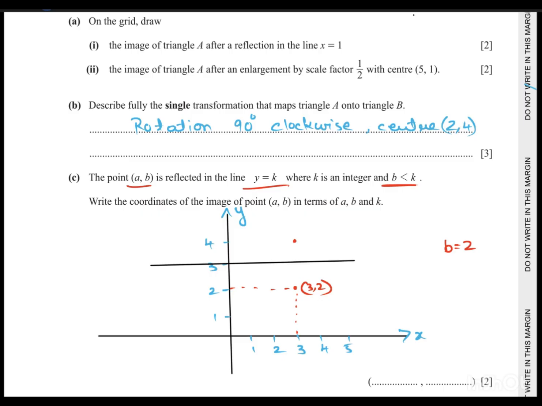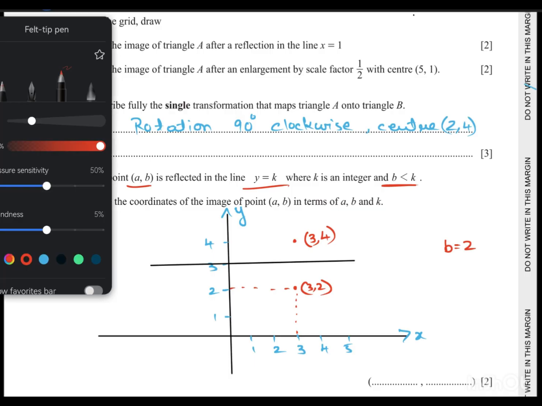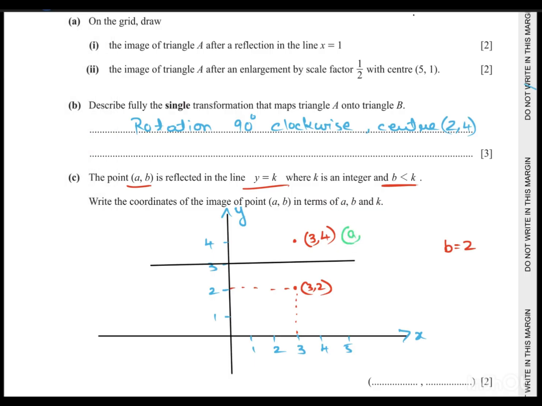So the coordinate a will not change, it will be 3 as it is, but b will change and it will be 4. So (3, 4). So to get the coordinates of this point, we can write a as a itself. Now b has changed to some other number, and we have to find the relationship between b, k and this number. So 3 and 2 became 4.